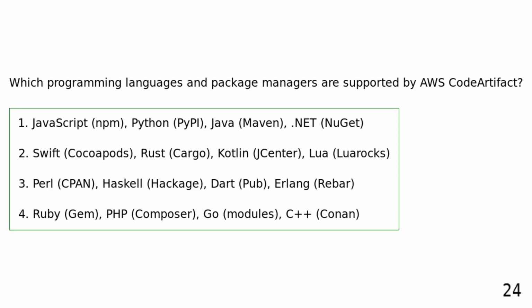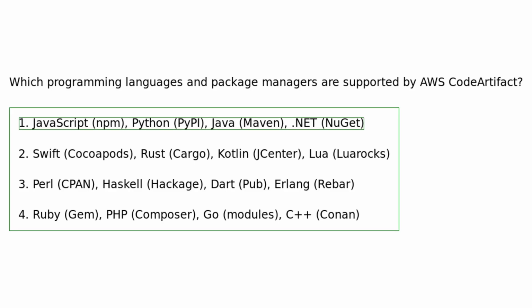Which programming languages and package managers are supported by AWS CodeArtifact? JavaScript, Python, Java, .NET. Swift, Rust, Kotlin, Lua. Perl, Haskell, Dart, Erlang. Ruby, PHP, Go, C++. AWS CodeArtifact supports popular programming languages and package managers including JavaScript, Python, Java, and .NET.